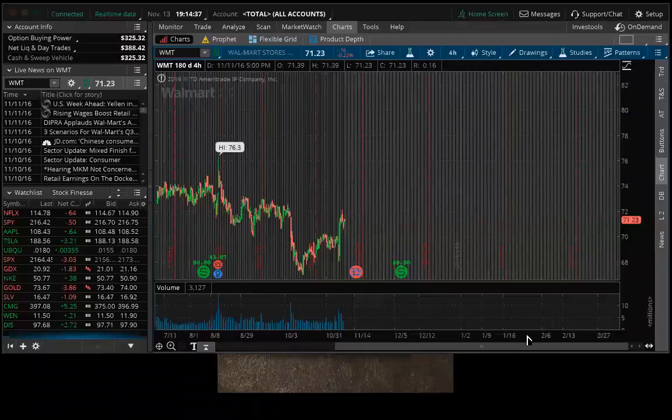Okay, so when you analyze, you go to charts, which is here. Then you want to make sure you're on the sub-tab charts, which is there. This is where you enter the ticker symbol manually, or you click something on your watch list.